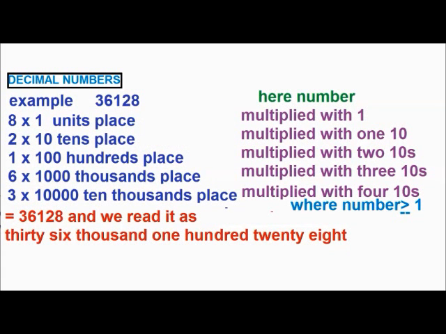Now see this example, 36,128. The extreme right number is 8. It is 8 into 1, units place. That means it is multiplied with 1. 2 into 10, tens place, multiplied with 10. 1 into 100, hundreds place, multiplied with 2 tens. 6 into 1000, multiplied with 3 tens. 3 into 10,000, multiplied with 4 tens. That is, we read it as 36,128.